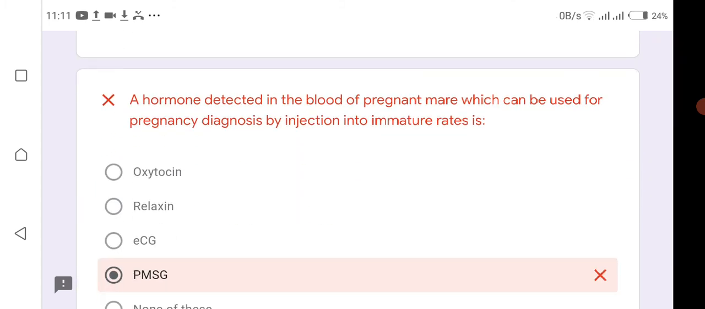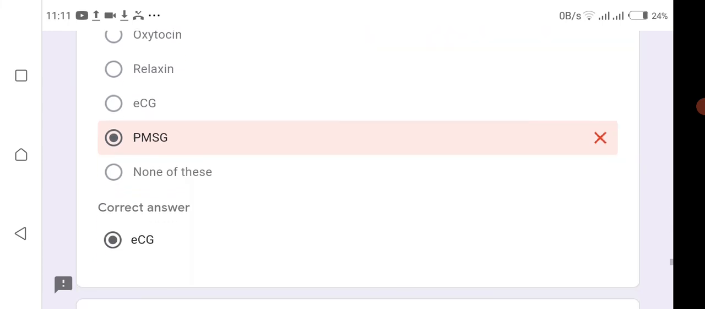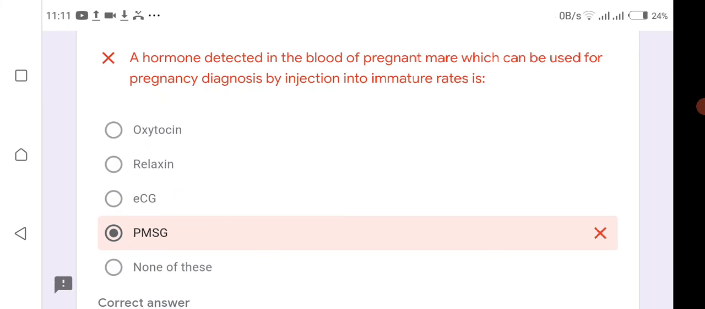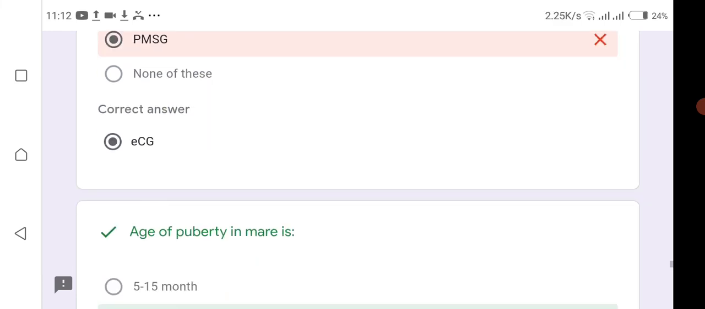A hormone detected in the blood of pregnant mare, which can be used for pregnancy diagnosis by injecting into an immature rat, is the equine chorionic gonadotropin. Equine chorionic gonadotropin can be injected into a rat to check whether the mare is pregnant or not.